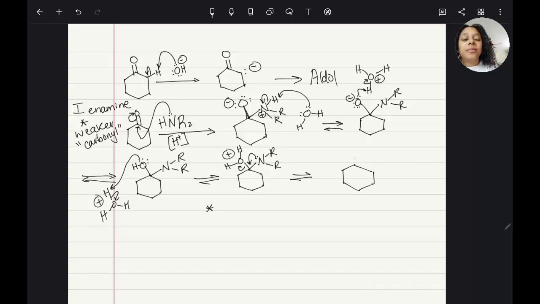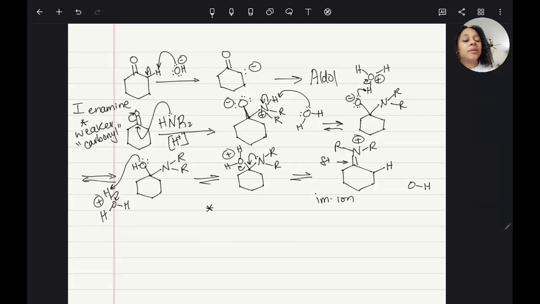So we're going to get our iminium ion, which later on we'll be able to convert back to the carbonyl because we're going to reverse all these steps, so the water will come back in and do all of that. Now what's going to happen is if we were to draw the resonance structure, we'll see that this carbon is positive. And because of that, we can have an elimination.